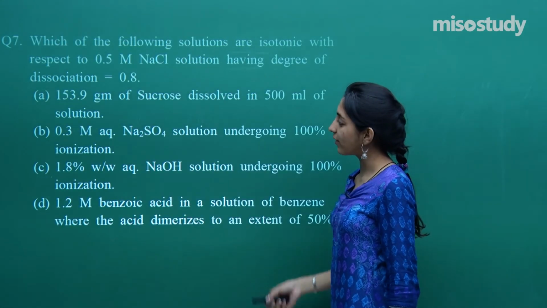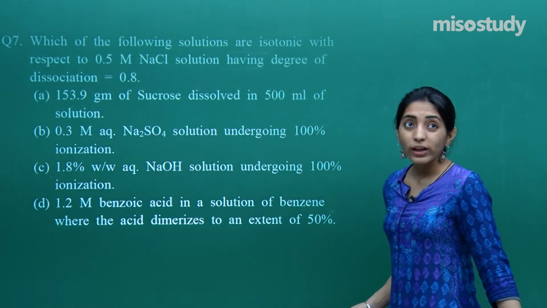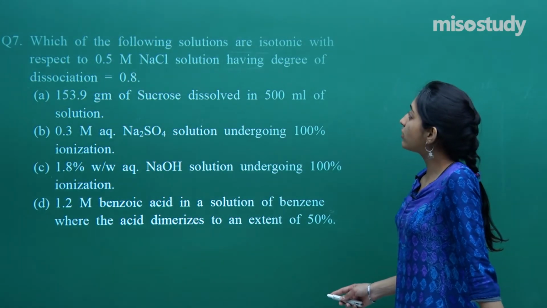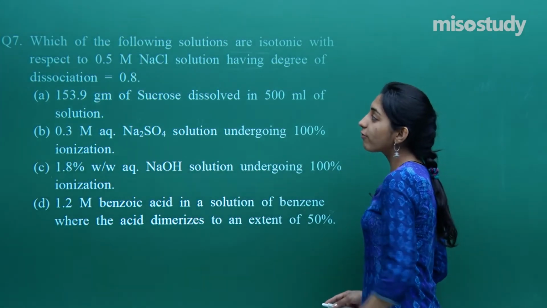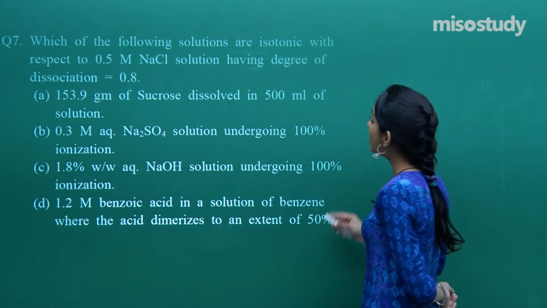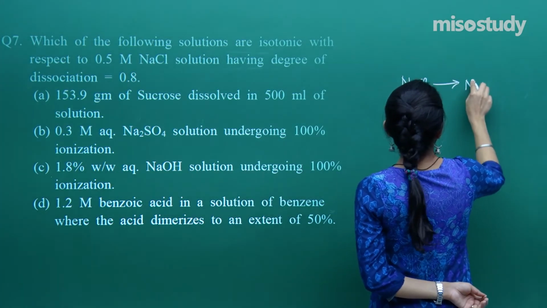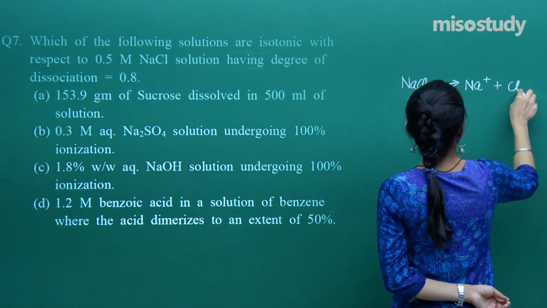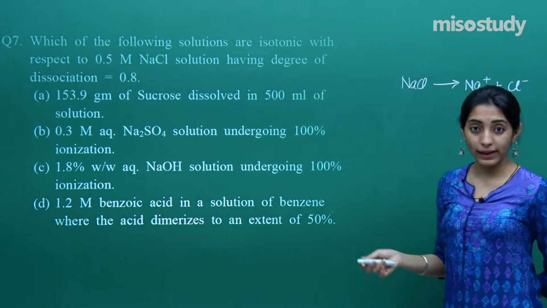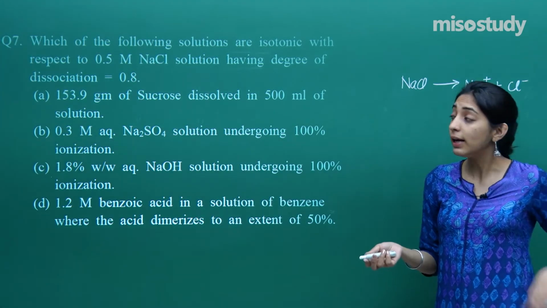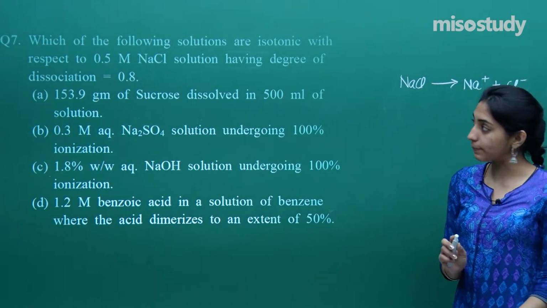So let's see, question number 7 says: which of the following solutions are isotonic with respect to 0.5 molar NaCl? We know NaCl undergoes dissociation as Na plus and Cl minus, having the degree of dissociation as 0.8. So it is not 100% dissociating; it is dissociating to an extent of 0.8, or 80% dissociation.